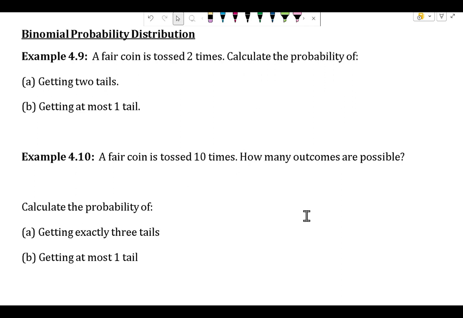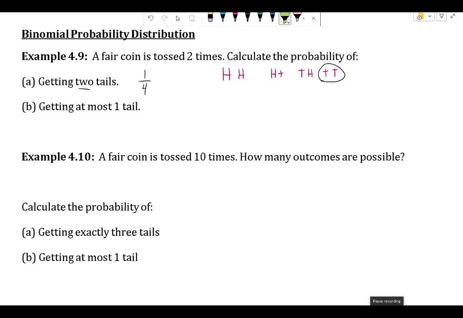So let's look at some examples of a binomial probability experiment, and then we'll talk about the distribution. A fair coin is tossed 2 times. Can we calculate the probability of getting 2 tails? Well, if we toss a fair coin twice, we will have 4 sets of outcomes. So we could have heads, heads, heads, tails, tails, heads, tails, tails. And of those 4 outcomes, only one of them will be 2 tails, 1 out of 4.